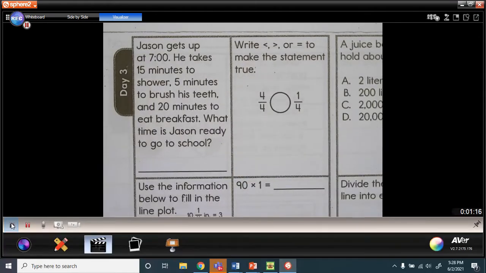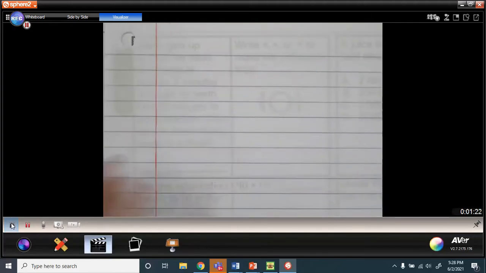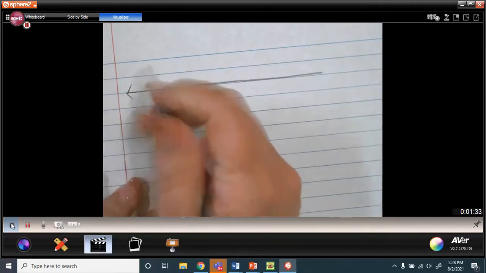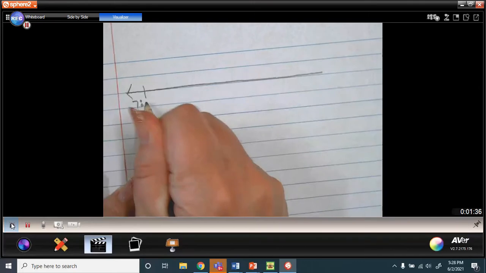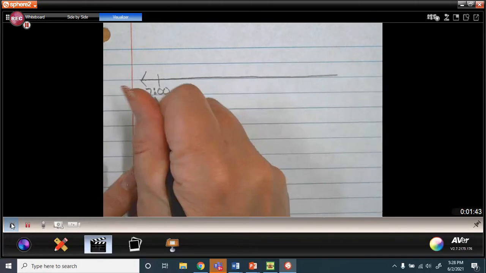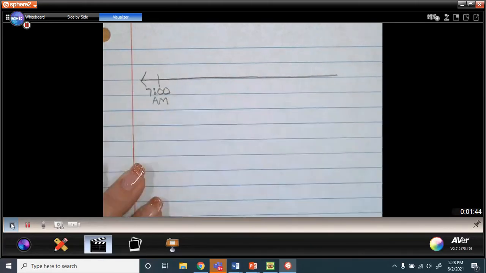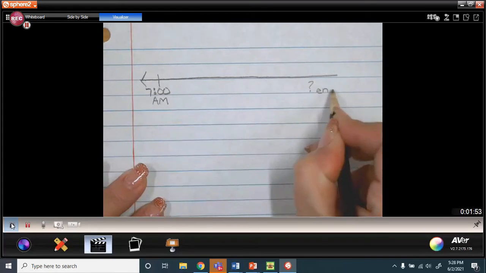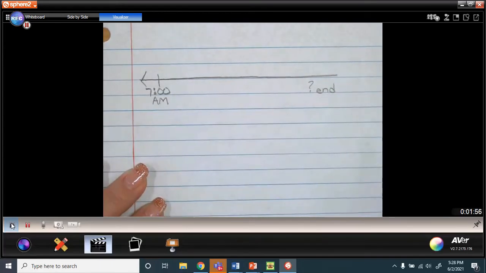So I'm going to go ahead and take a piece of paper, and I'm going to use that paper to show a timeline. Basically, I'm using a number line, but with time. So I'm going to use my start time, which is 7 o'clock. Remember, this is going to be in the morning, since we're getting ready for school. And most of the time, people are getting ready for school in the morning. And we want to know what the end time is going to be. What time is he going to be ready?